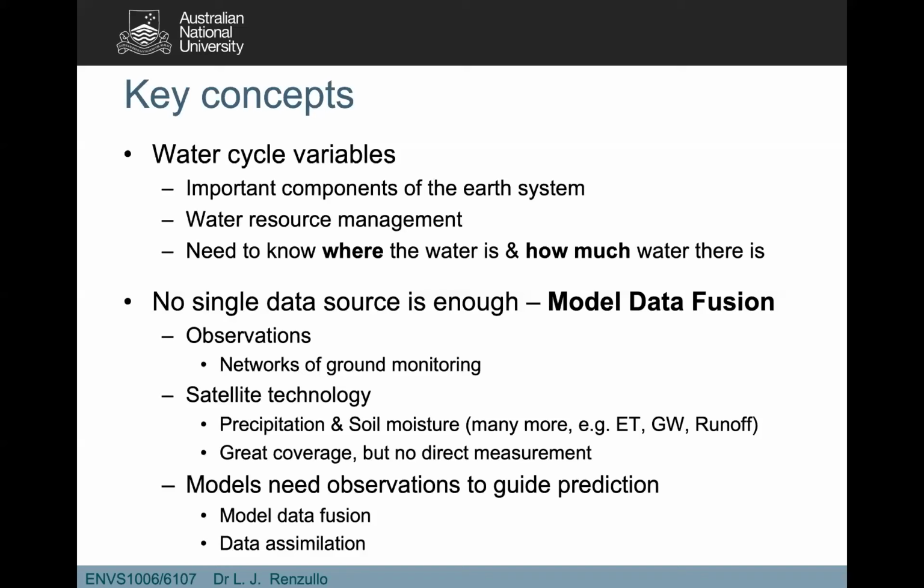And then, of course, we've got models as the way of giving us full spatial and temporal coverage of the water cycle variables of interest. But by themselves, they're kind of limited. So through model data fusion and data assimilation, we can improve model predictions. I showed you examples of fusing satellite rainfall information together to get better spatial and temporal coverage, and of assimilating soil moisture into the water balance model called AWRA to give us better representation of the root zone soil moisture.